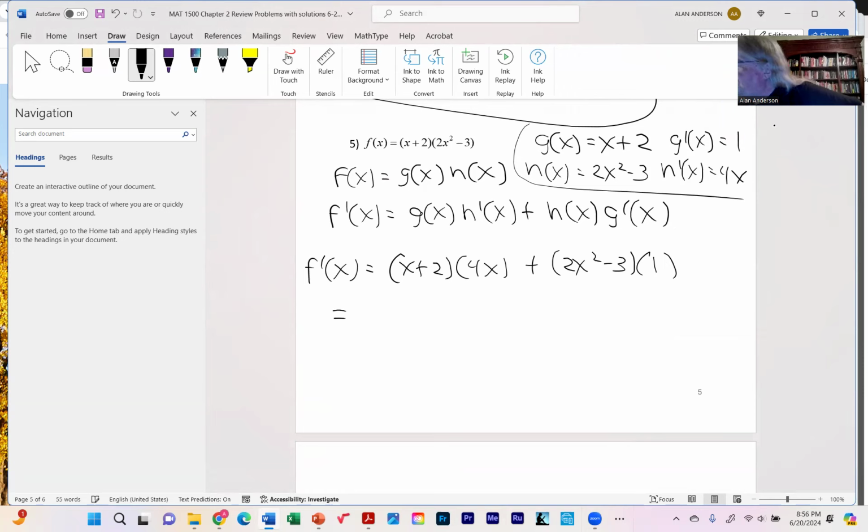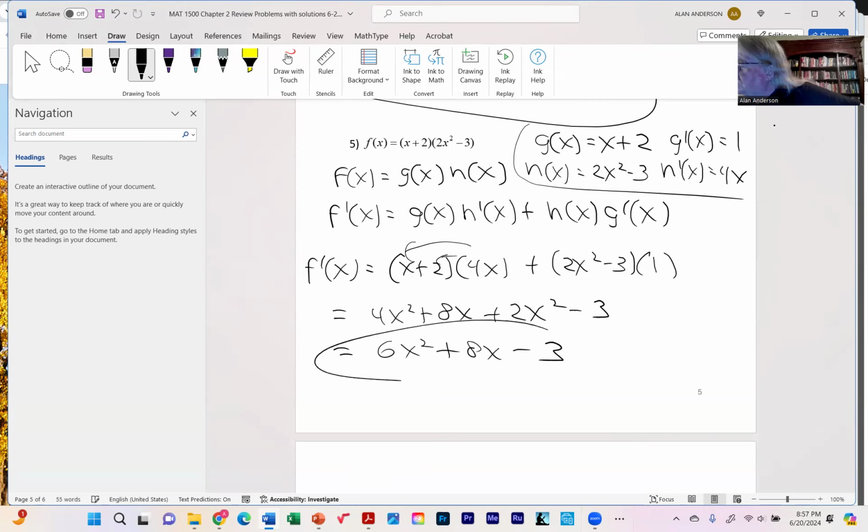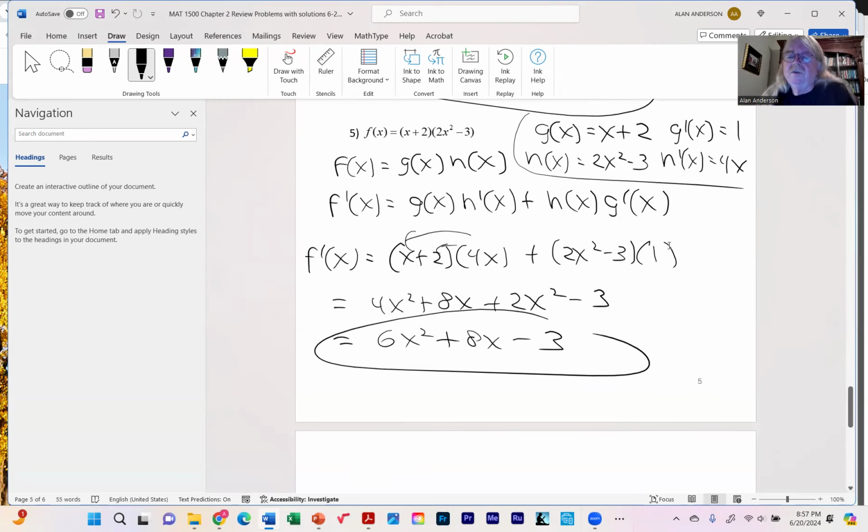So you can leave it like this, I suppose, but in a case like this, it's pretty straightforward. We may as well write it out. We have 4x squared plus 8x plus 2x squared minus 3. So we end up with two like terms here, the 2x squareds. The reason why this is important is because, especially with the system that we have, if you are typing in your answer, it's possible that you'll get marked wrong if you don't put it in this form. So it's good to know how to rewrite it as a basic standard polynomial.